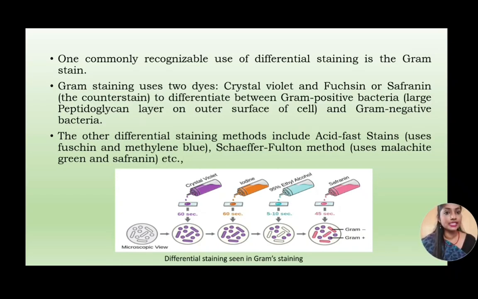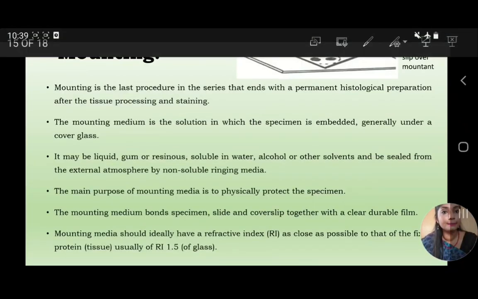Here in the picture you can see how we are able to differentiate between gram positive and gram negative bacteria by using two stains, that is crystal violet and safranin. So this is known as Gram staining. I'm sure you're all aware of this.